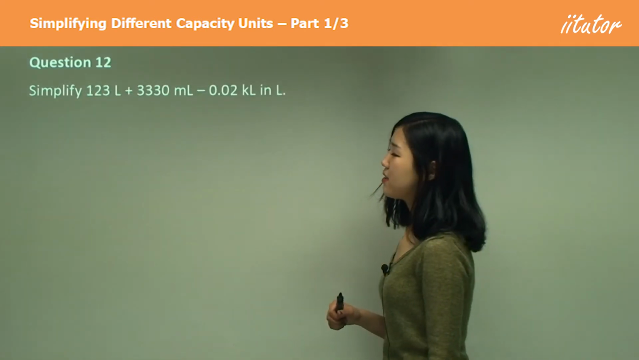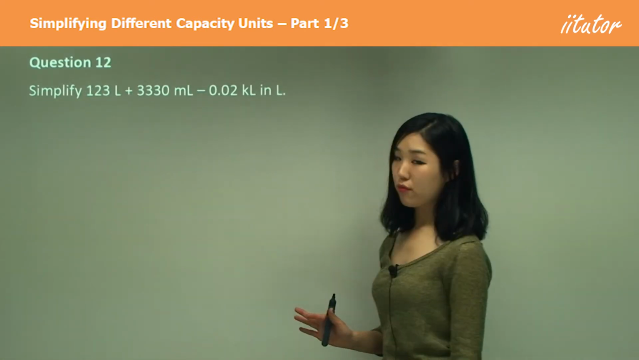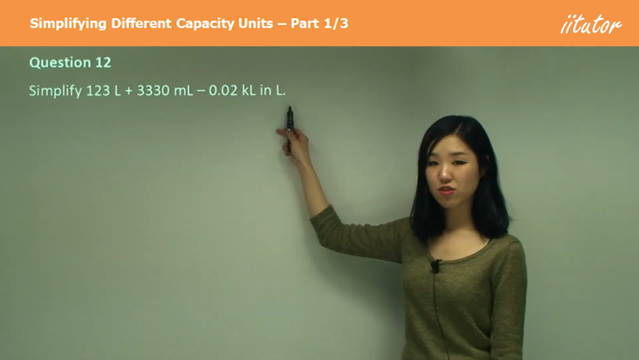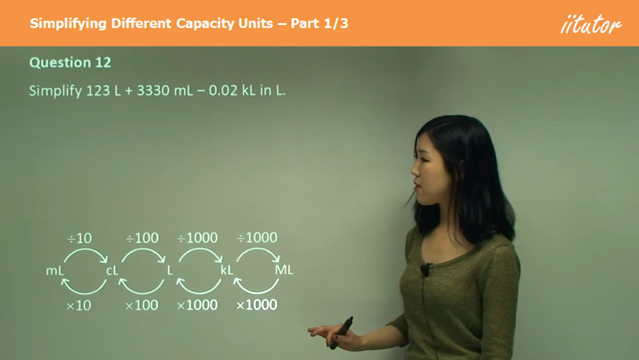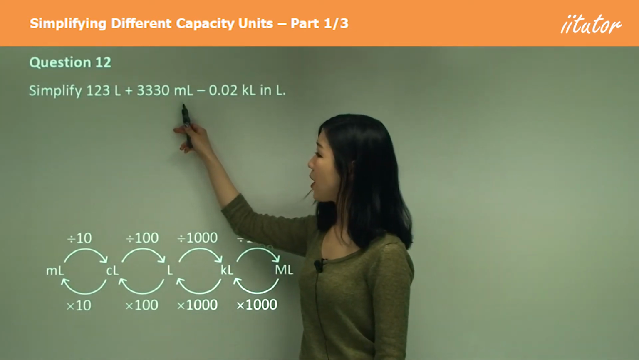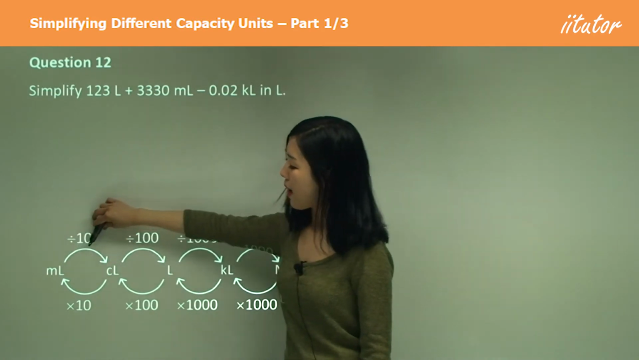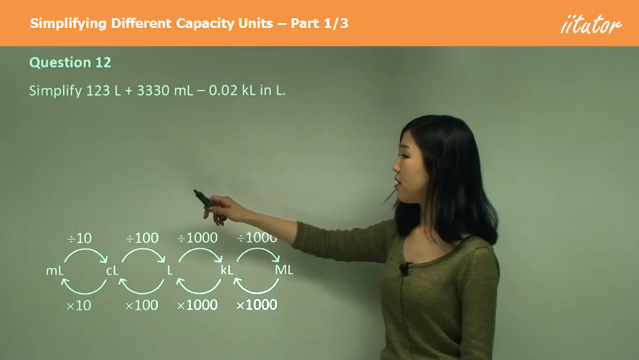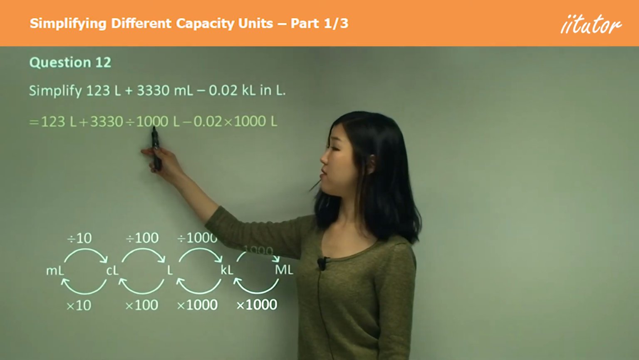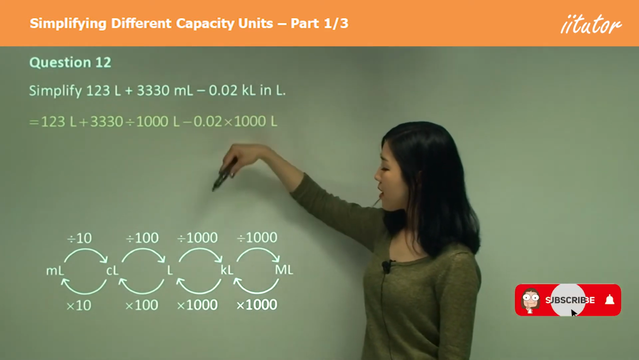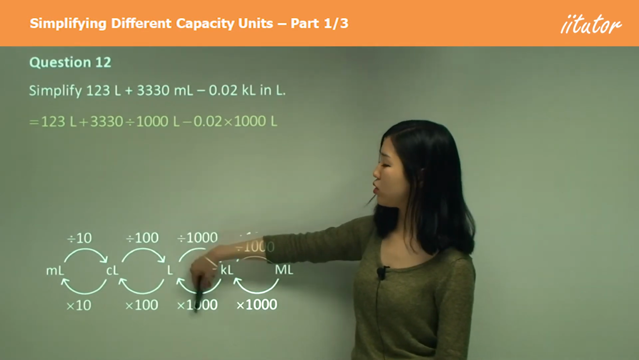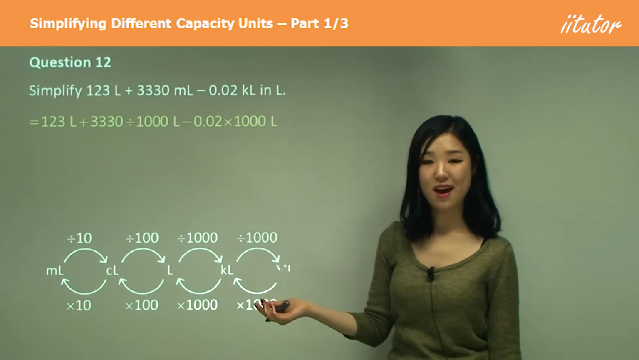Okay, simplify. Okay, again we have different units. We've got liters, milliliters and kiloliters. Again we want to change it to liters. So we've got our diagram ready. Liters I don't have to change. Milliliters, again we divide by 1,000. So I'm going to say 3,330 divided by 1,000. Now we've got kiloliters. Kiloliters to liters, this time with large to small, we always multiply. That's why we're multiplying by 1,000.